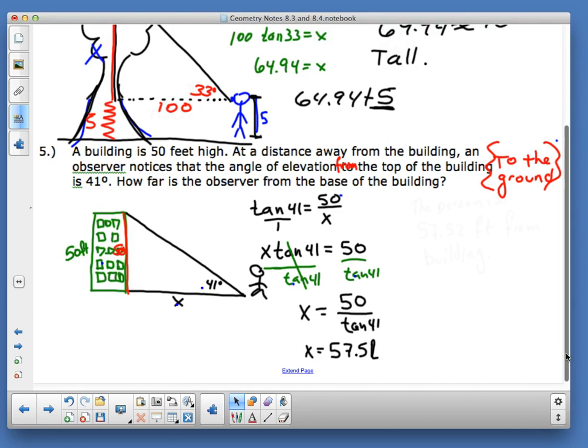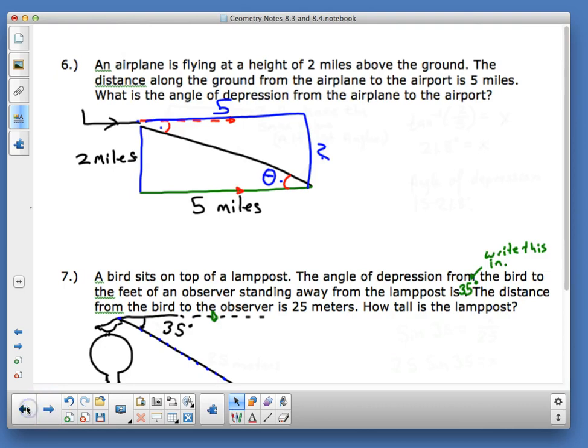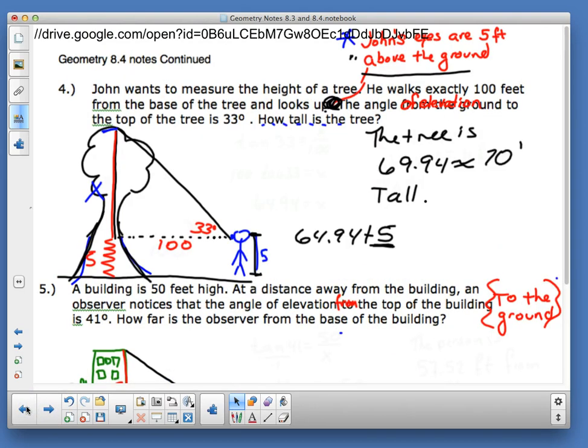Now, we got problem 6. Give that one a try. I think that one's pretty straight up, so I'm going to let that roll. You guys go ahead and try problem 6 on your own.